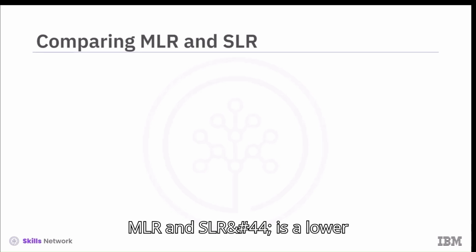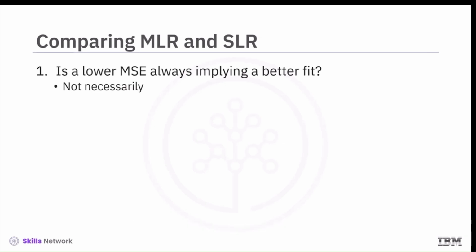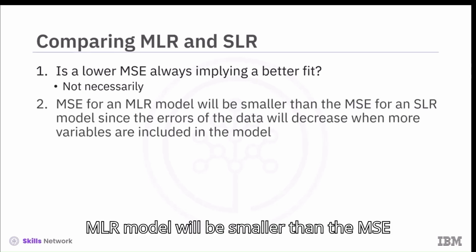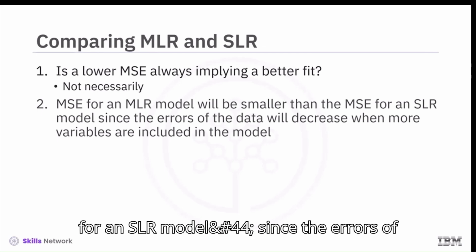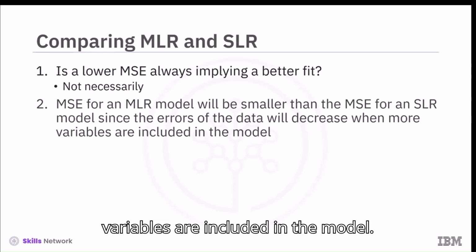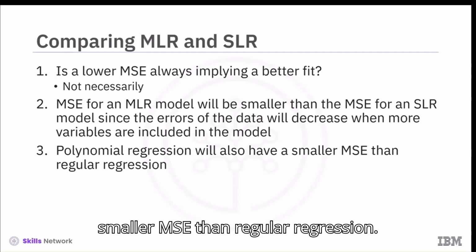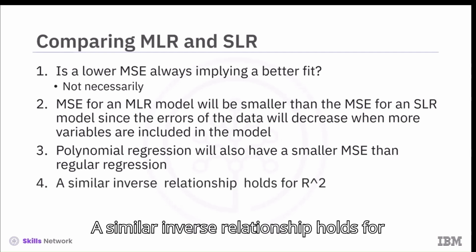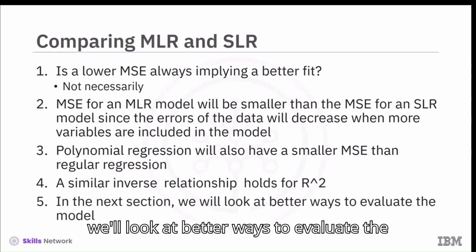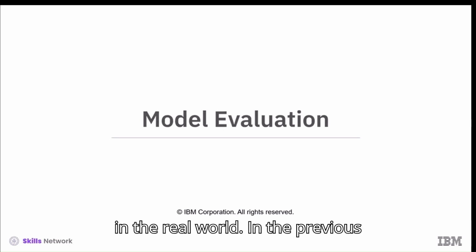Comparing MLR and SLR, does a lower MSE always imply a better fit? Not necessarily. The MSE for an MLR model will be smaller than the MSE for an SLR model, since the errors of the data will decrease when more variables are included in the model. Polynomial regression will also have a smaller MSE than regular regression. A similar inverse relationship holds for R-squared. In the next section, we'll look at better ways to evaluate the model. It tells us how our model performs in the real world.